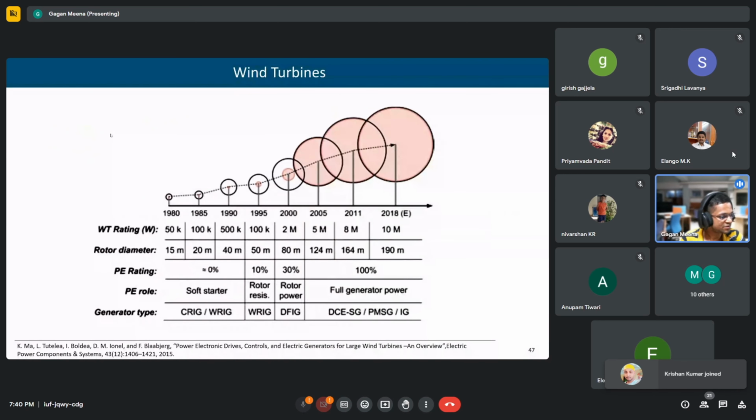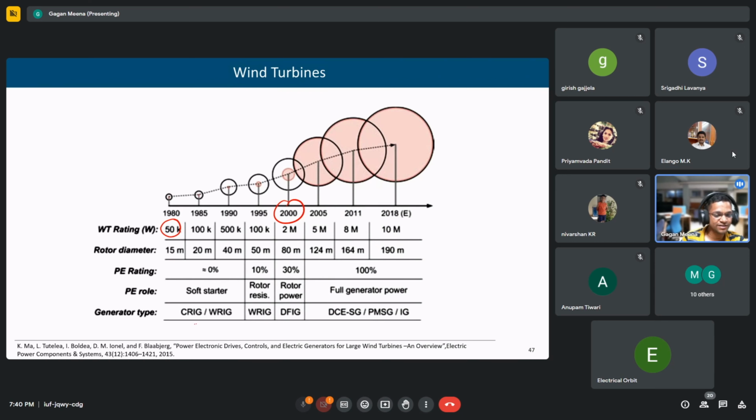Yeah, so I was talking about this. Year on year, the capacity of each wind turbine is increasing. You can see in the 1980s it started with 50 kilowatt. Then in 2000, up to 2 megawatt from each single turbine. 2018, 10 megawatt. And rotor diameter also, you can see 190 meter is very huge.